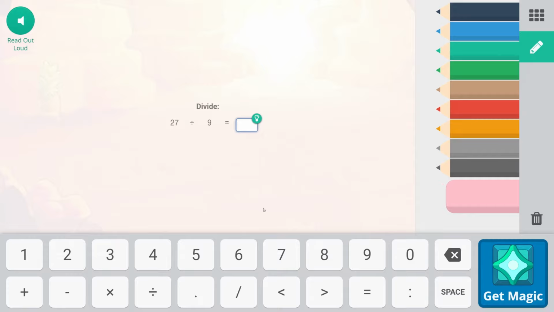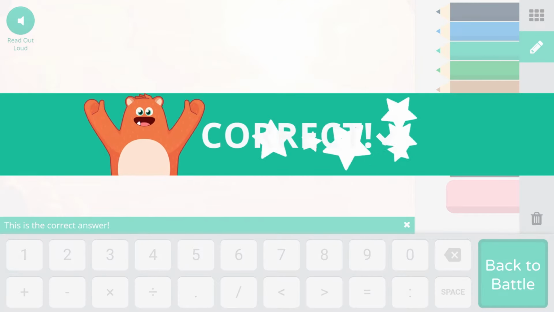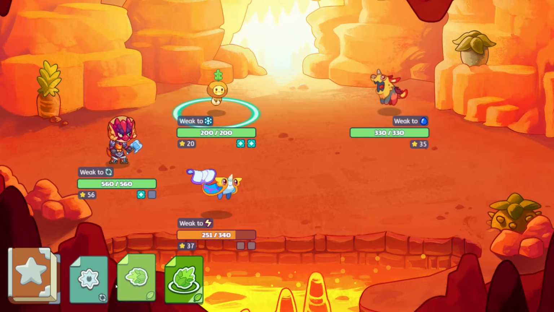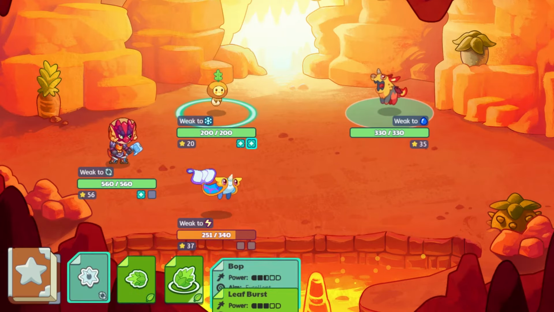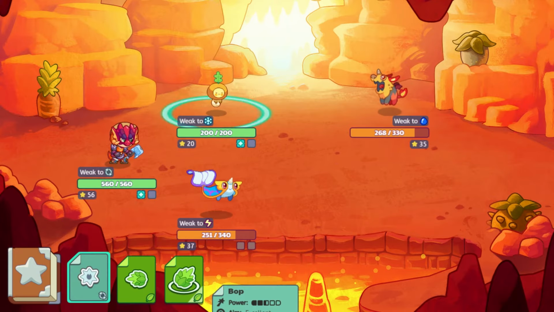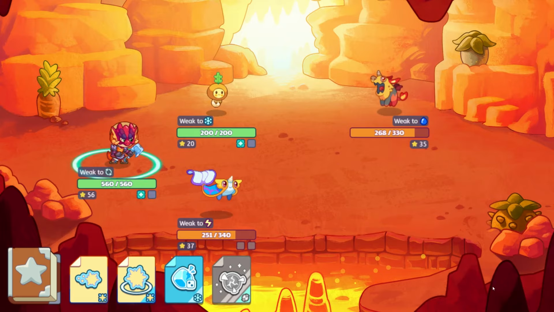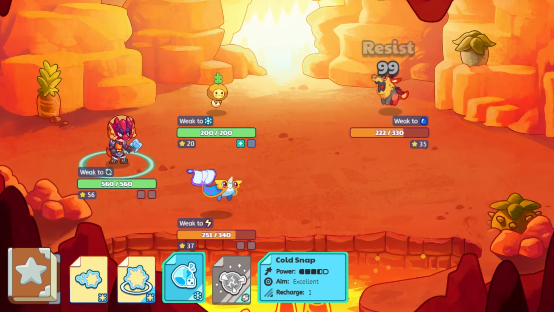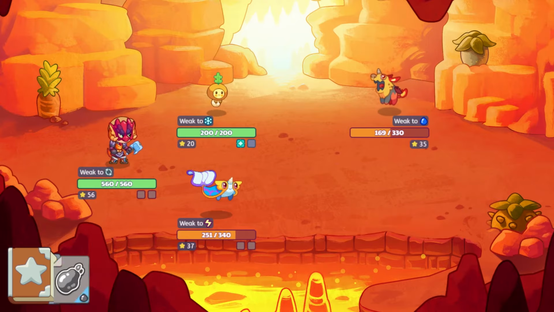So here we are, 27 divided by 9. That is going to be 3. Okay, so Leaf Burst, I believe, is weak, so we're going to bop him. Awesome, awesome, awesome. And then we're going to go ahead and do Cold Snap. I think that might be... Yeah, that was weak. Okay. He resisted that.